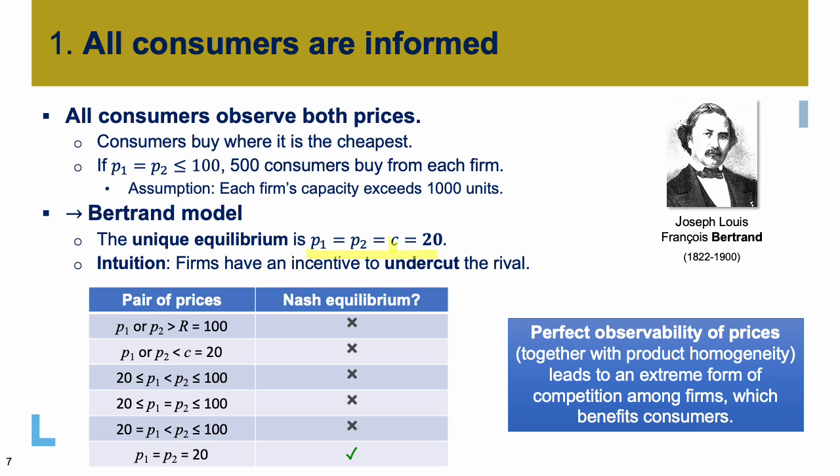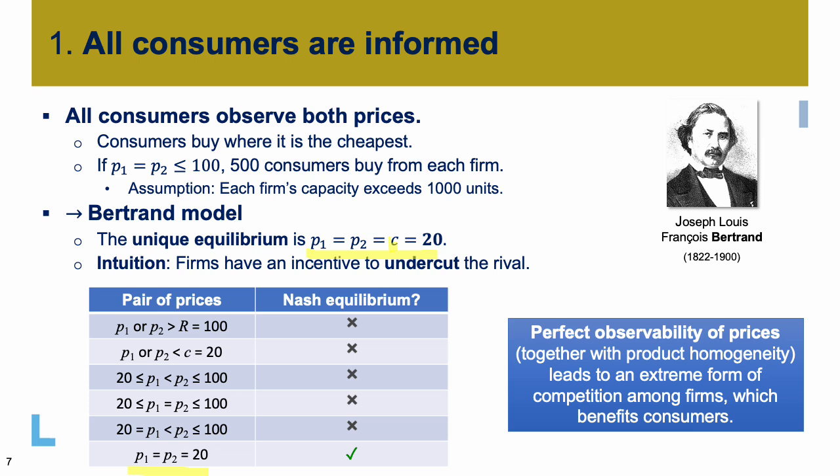The intuition is quite simple to grasp here, in the sense that as soon as you're cheaper than the rival, you can attract all the consumers, so each firm has an incentive to undercut the rival, to set a price just below the price of the rival. And if you go on with this process of undercutting, you reach a point where both firms can no longer decrease their price, and this is the unique Nash equilibrium that we have here. Both firms set a price equal to the marginal cost.